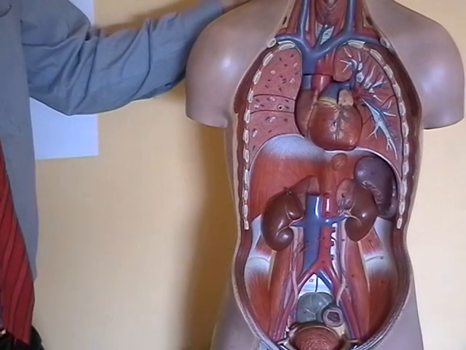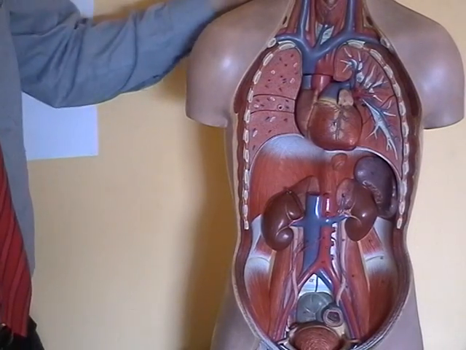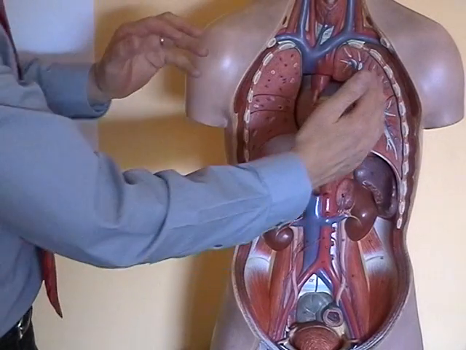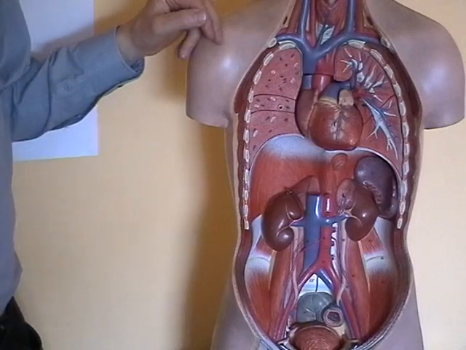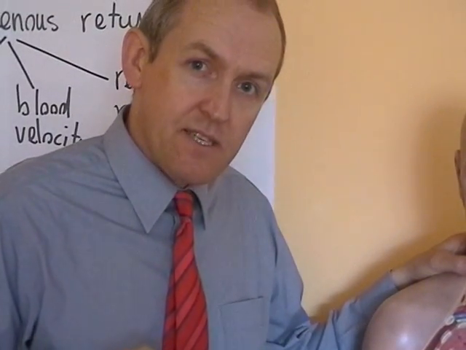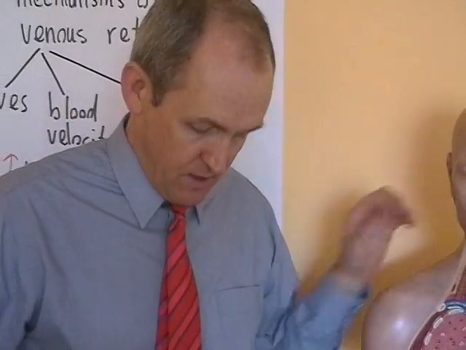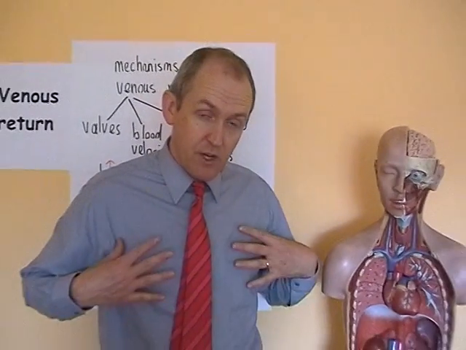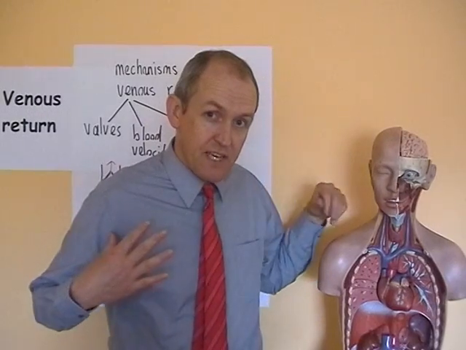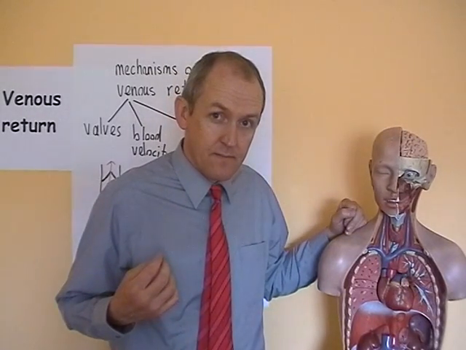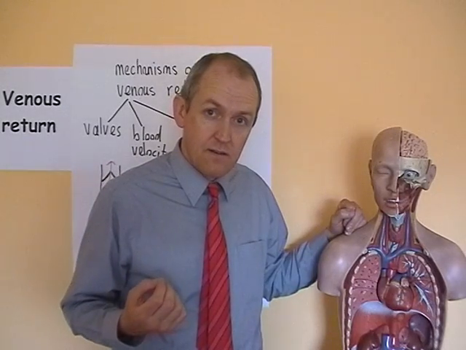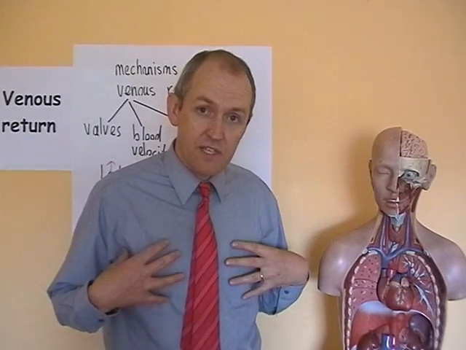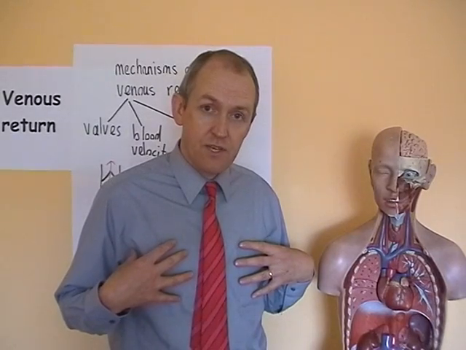In addition, when you breathe in, the diaphragm goes down, the ribs go up and out. Now when that happens, what effect will that have on the pressure in the thoracic cavity? So the diaphragm's gone down, the ribs have gone up and out. What happens to intrathoracic pressure? Well, because the volume has been increased, the pressure will be decreased. There is a decrease in pressure.